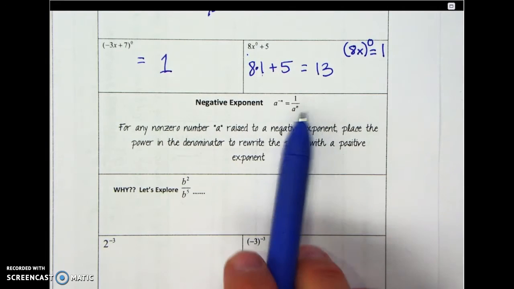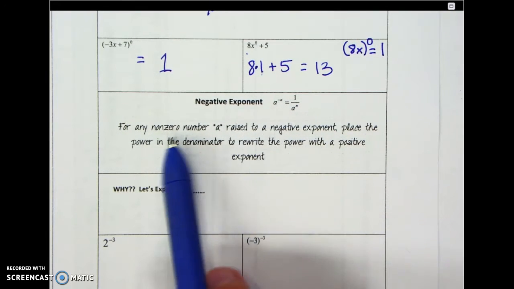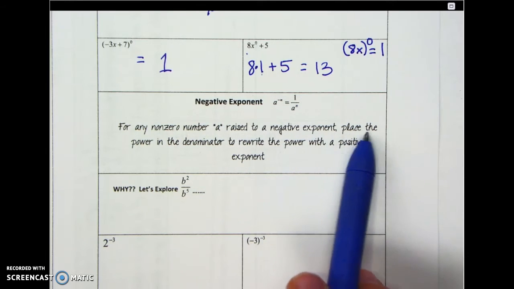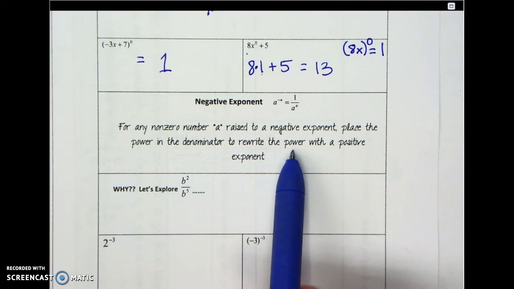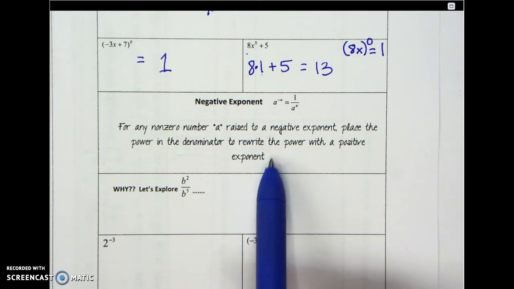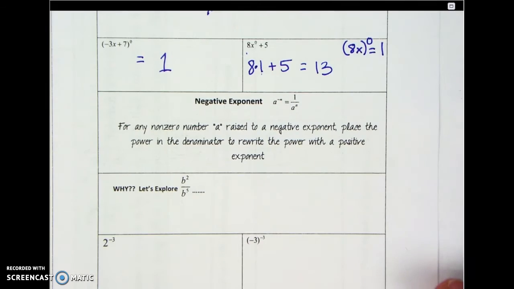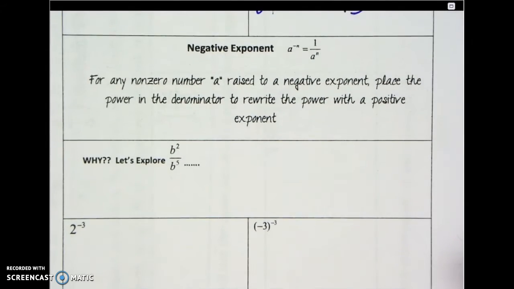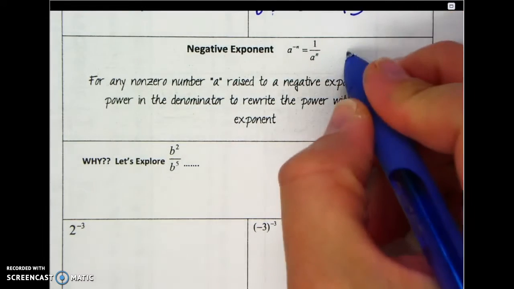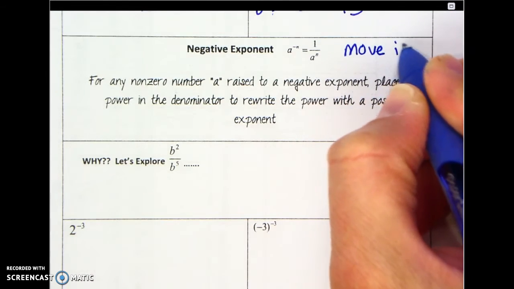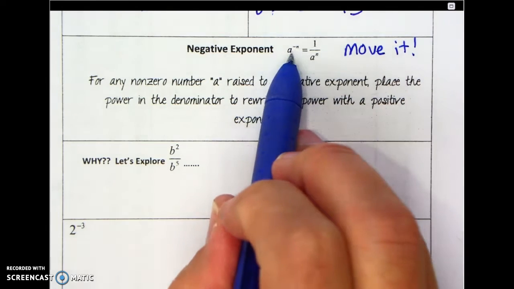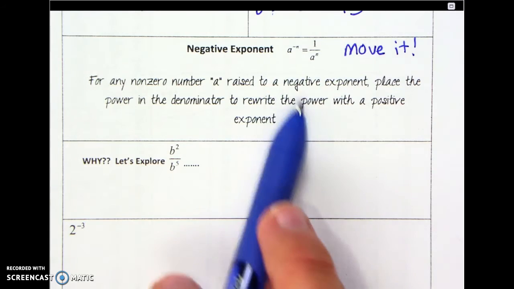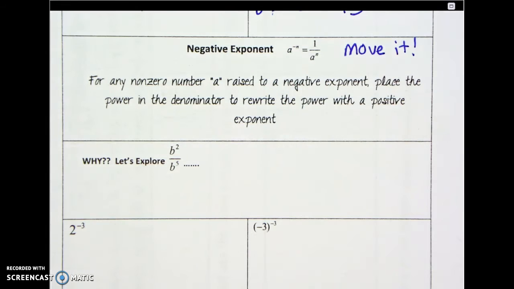Okay, this might be new to you. A negative exponent. For any non-zero number a raised to a negative exponent, place the power in the denominator to rewrite the power with a positive exponent. I sing that song from Madagascar every time we see a negative power, that I like to move it. So anytime you see a negative power, we're going to say move it, okay? It doesn't exist on its own. You have to move it for it to make sense.